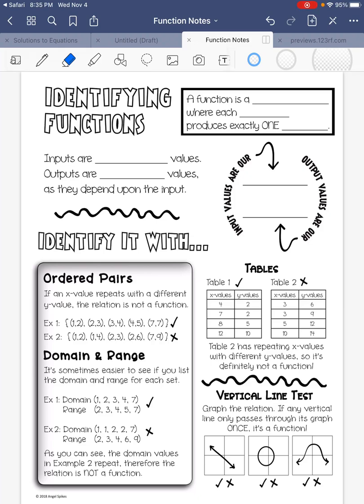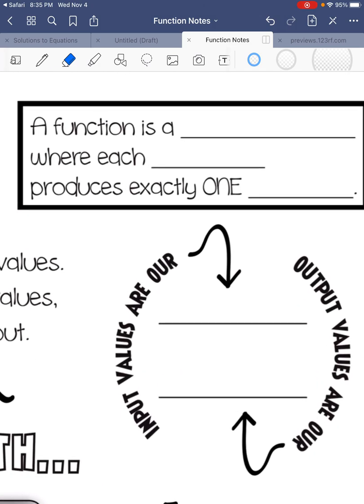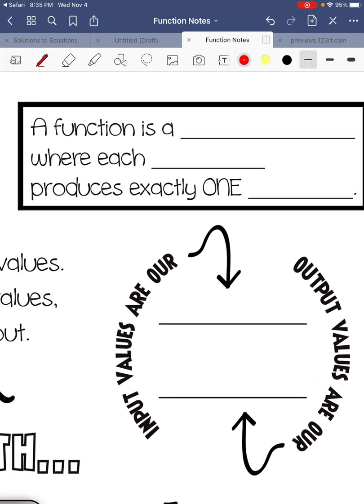All right, guys, now we're going to take some notes about how to identify a function. All right, so a function is a relation. And you can kind of think about a relation as somebody you're related to or in a relationship with. Your relative, some people say your relation, the people you're related to. So it's just the way the numbers are in a relationship with each other.